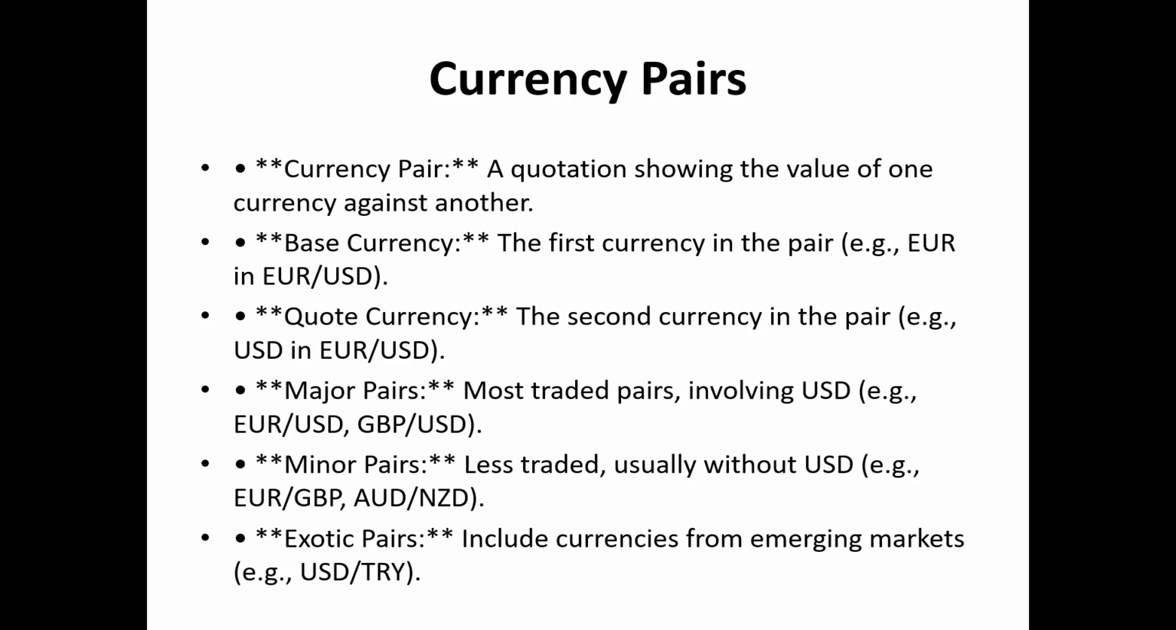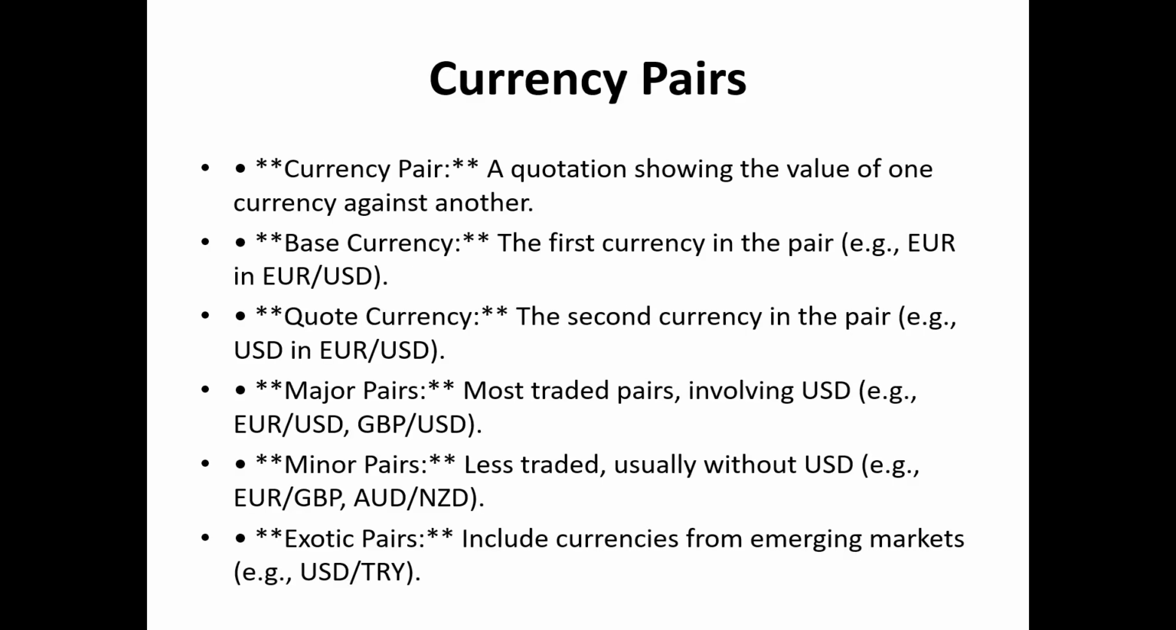Okay, so we have many currencies. For example, we have Euro USD, GBP USD, Euro GBP, AUD NZD, USD TRY. We have currencies from emerging markets as well, emerging countries, most traded pairs, less traded pairs. We're going to be talking about it more in depth later, but that's kind of how it works. So for example, when you see a quote like Euro USD equals 1.10, that means 1 euro is worth 1.10 US dollars.